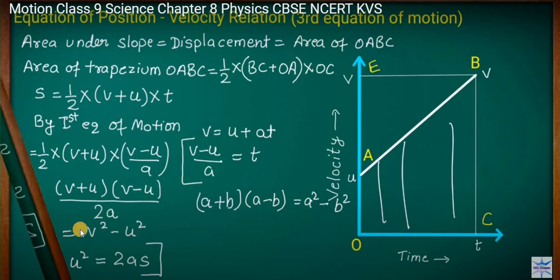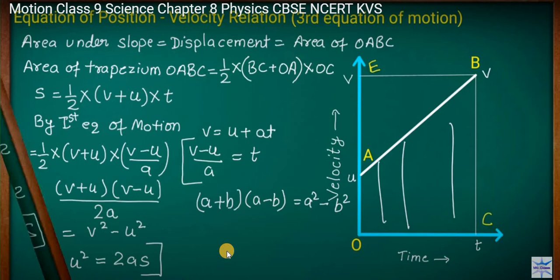How did this V square minus U square come? It is the identity of maths: (A plus B) into (A minus B) is equal to A square minus B square. So we can write V square minus U square, and this 2A is multiplied with S. So we get 2AS equal to V square minus U square. The final equation is V square minus U square is equal to 2AS.